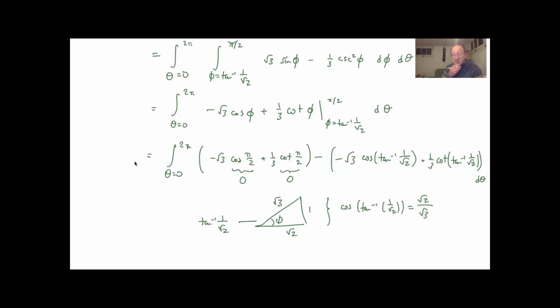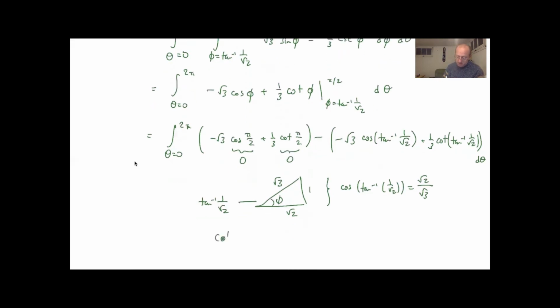What's the cotangent of the arctangent? Well, the cotangent of the arctangent of 1 over root 2, that means 1 over the tangent of the arctangent of 1 over root 2. The tangent of the arctangent, those are inverse functions and they cancel out. So you have 1 over root 2, and that means it's root 2. So now we know all the values in our integral.